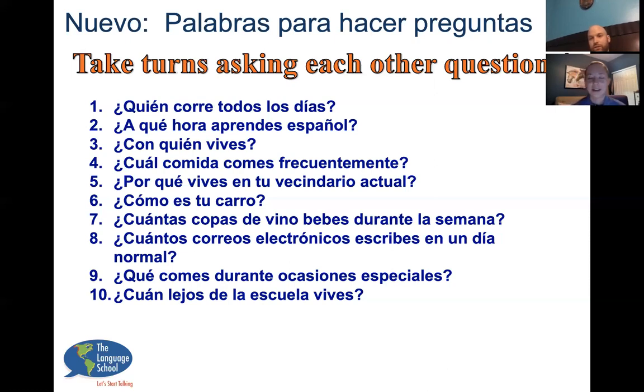¿Cómo se dice? Like no reason. Exactly. No hay razón. O no tengo una razón. Sí. Porque sí. That would be like another way to say it, like porque sí. That's just the way it is. Porque sí. Muy bien. ¿Cómo es tu carro?